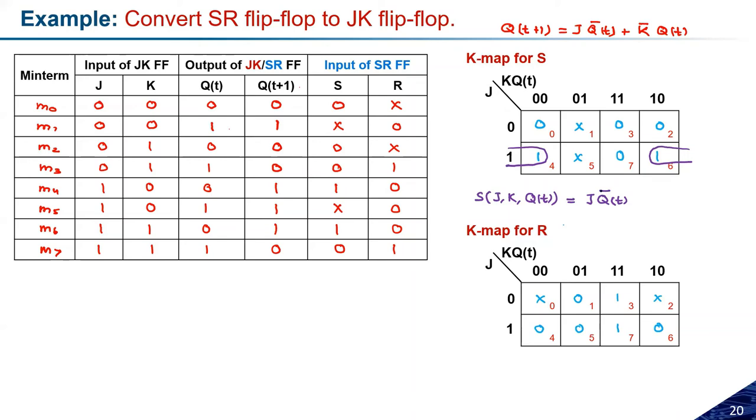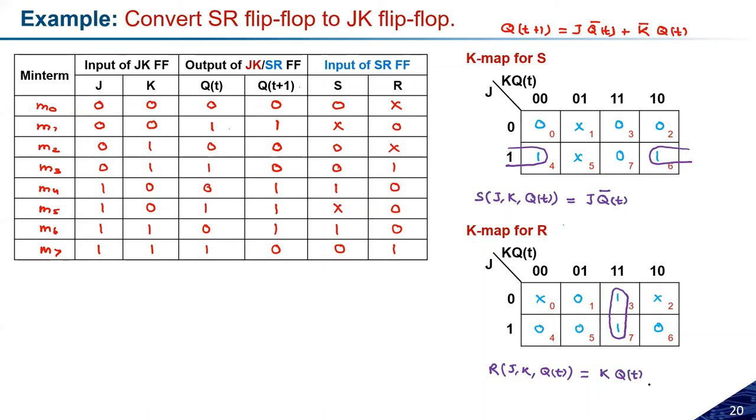Similarly, we have to make the pair for R as well. Here, this is the only possible pair that we can make. So we need to make the function for R as well. Here, R is the function of J, K, and QT. And if we try to simplify, J will cancel out, and it will be K, QT. So the K into QT will be the R.